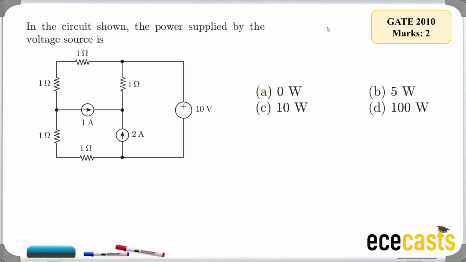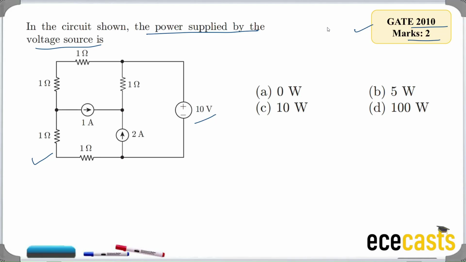Today we'll solve a question from circuit theory. This question appeared in GATE 2010. It is a 2 marks question. You can see a circuit in the problem. We need to calculate the power that is supplied by the voltage source, which is 10 volt.